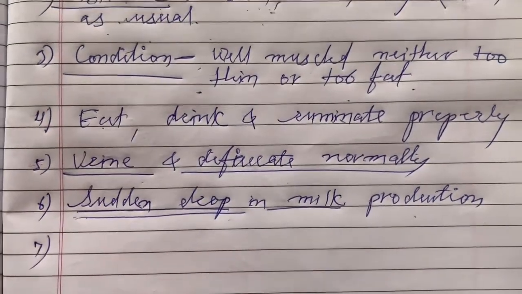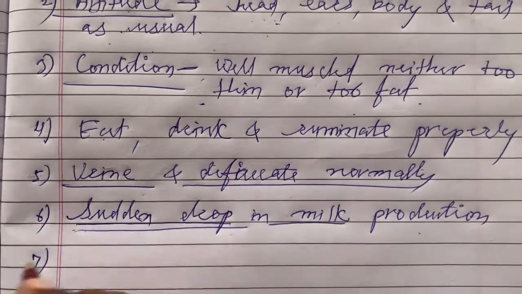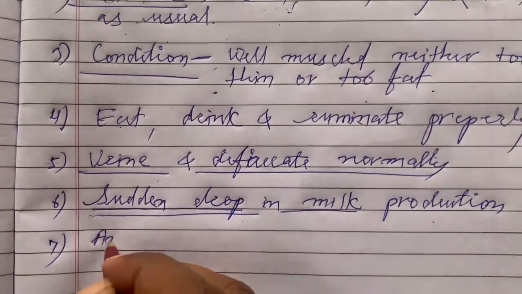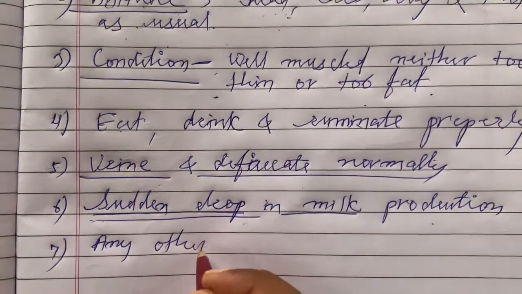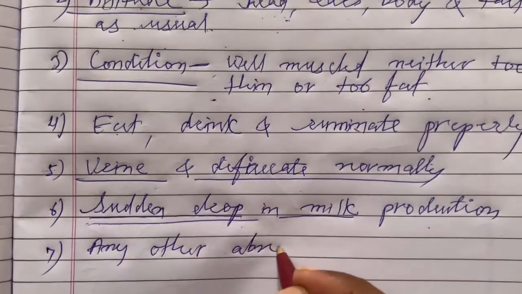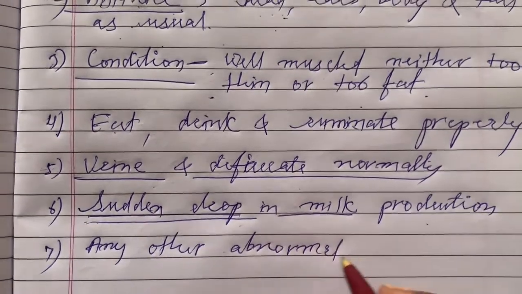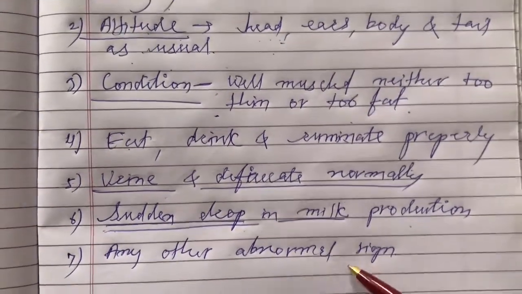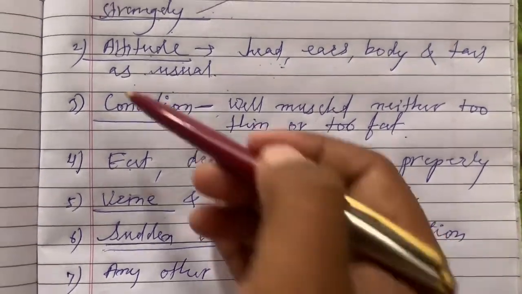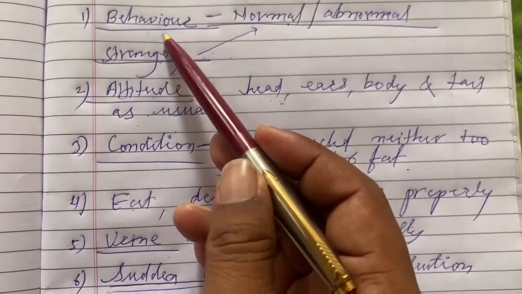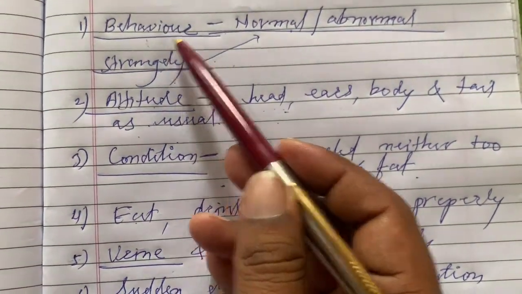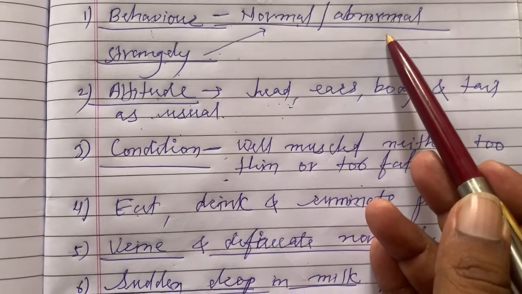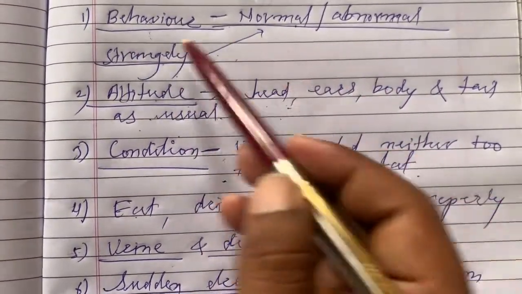Then the seventh point, if you find any other abnormal signs, any other abnormal points, you may observe any other points except all these. We have seen the behavior of animal. If the animal's behavior is not a normal one or it is looking abnormal, as compared to yesterday or before, in that case we may say that the animal is suffering from some kind of disease.